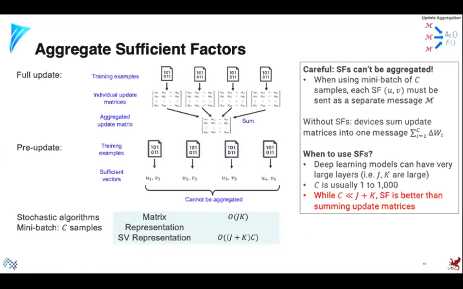So what this means is that there's a trade-off point where sufficient factors are cheaper when the mini batch size is far smaller than J plus K. And this happens typically in fully connected feed forward layers that tend to reside at the top of a typical deep network. For example, if you're talking about a 1024 by 1024 matrix, that's over a million parameters, and most mini-batch sizes are between 10 and 1000. So that's why it makes sense to use sufficient factors in that regime.